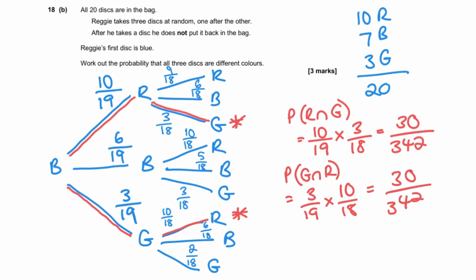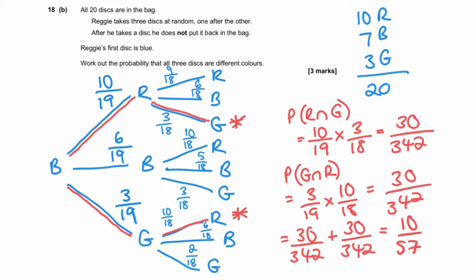So because these are the 2 options that can happen to give us the outcome of all 3 discs are a different colour, we can add them together. So we've got 30 out of 342 plus 30 out of 342 on our calculators gives us 10 over 57. So there's a 10 out of 57 chance that when Reggie takes out all 3 discs, they're going to be different colours.